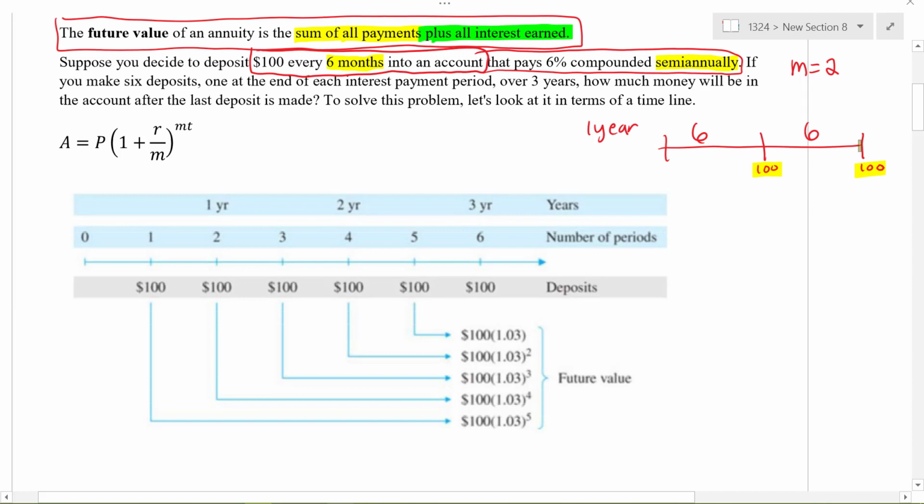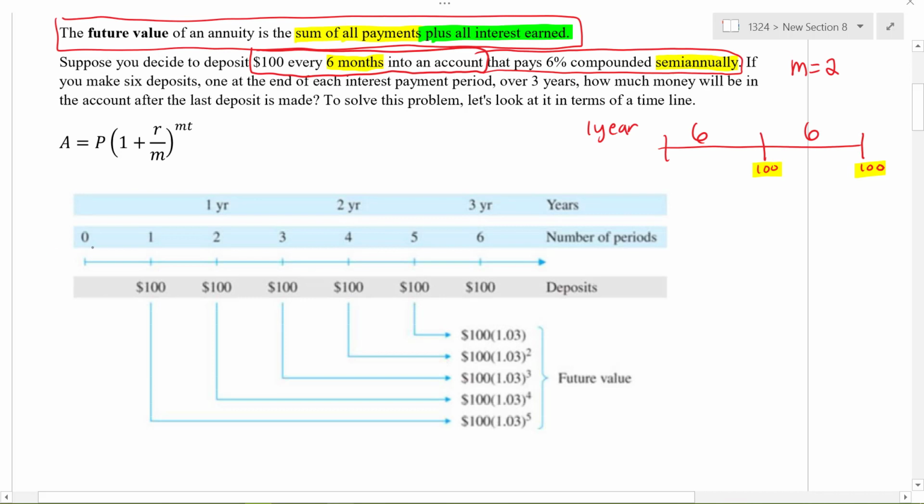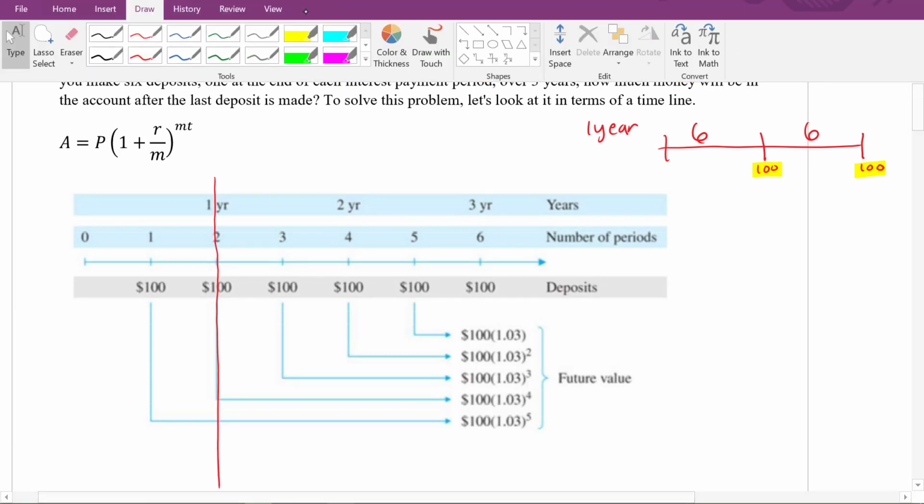Right? Okay, so we're going to do this for 3 years. It says that we're going to make 6 deposits. So let's look at this timeline. The timeline has the first year here. Within that first year we've made 2 deposits. So we're going to continue to do this for another year.